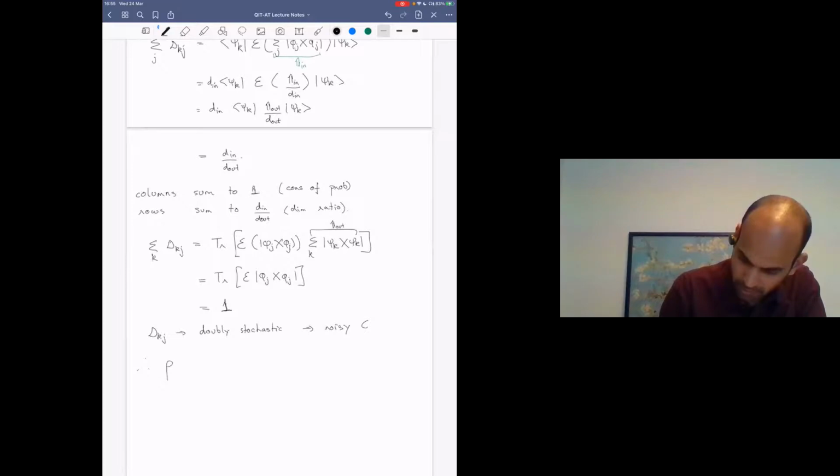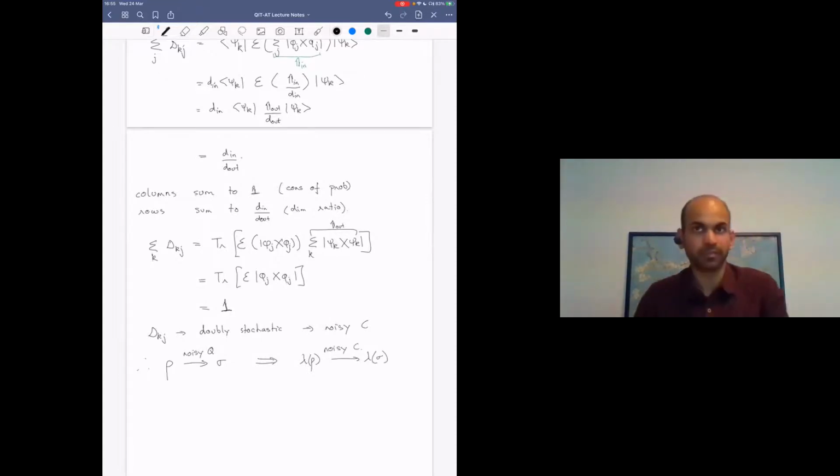And therefore, if rho goes to sigma via a noisy quantum operation, then it implies that lambda of rho can go to lambda of sigma via a noisy classical operation. Is there any question?